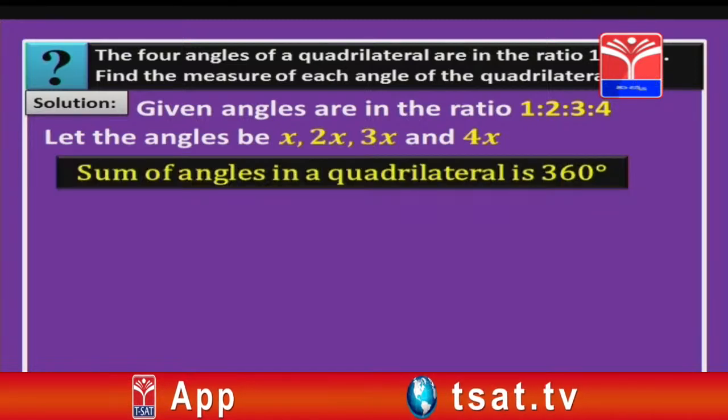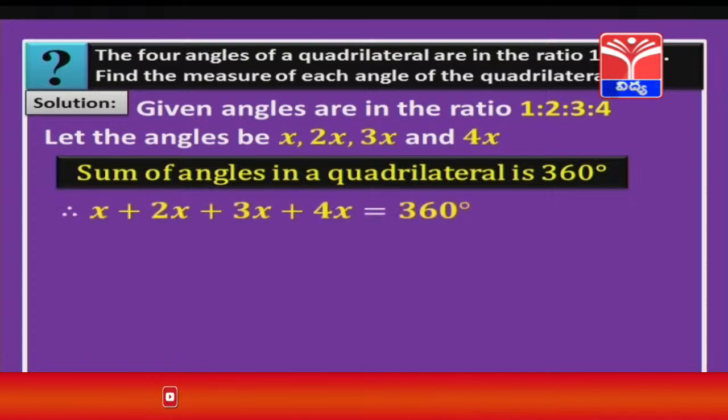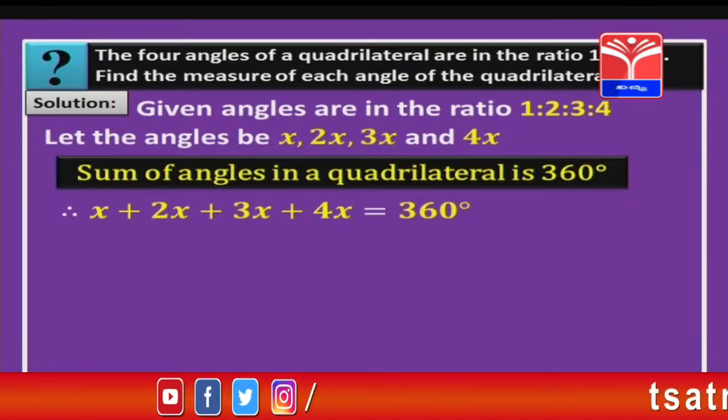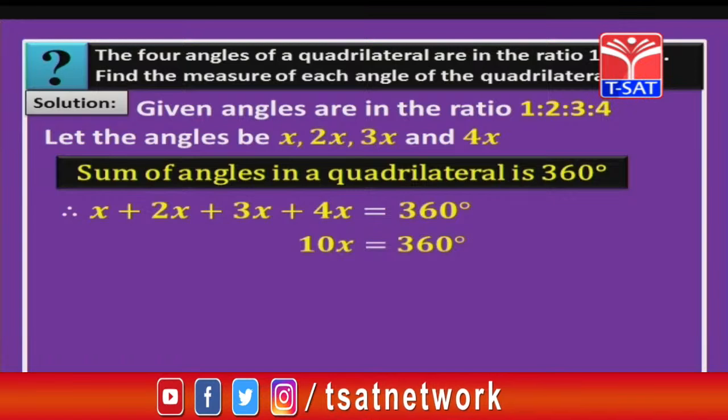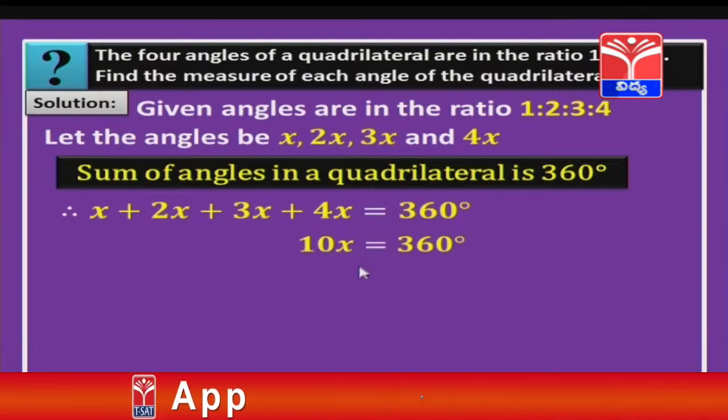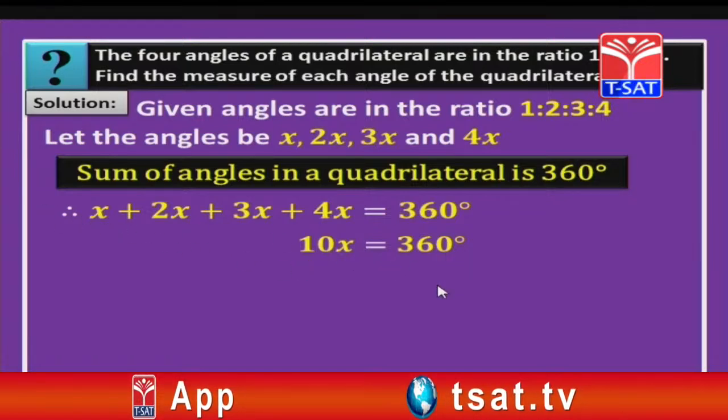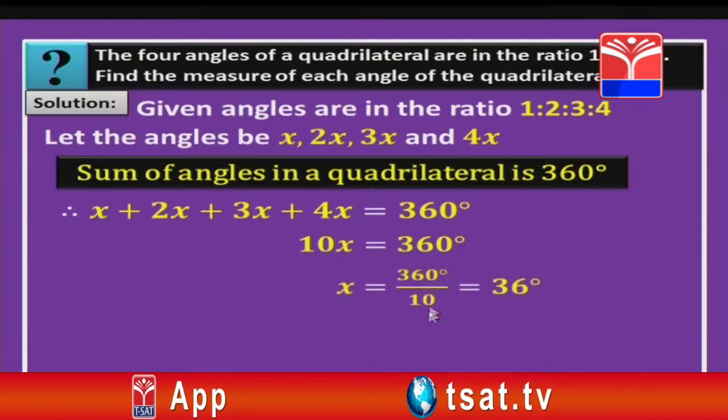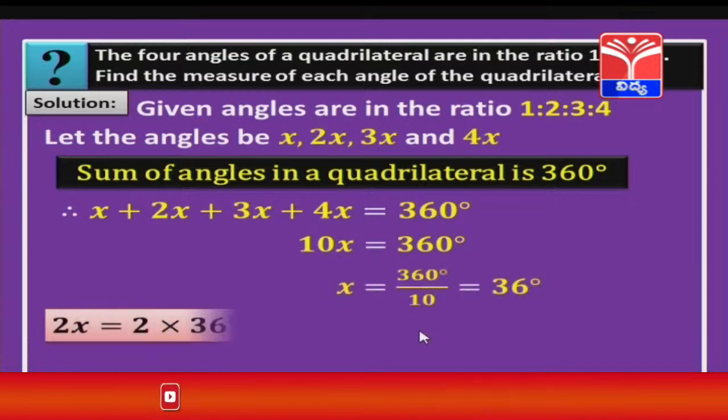Sum of angles in a quadrilateral is 360 degrees, that is angle sum property, right children. That means, on adding all these, that is x plus 2x plus 3x plus 4x, we should get 360 degrees. So, on adding all these, what do we get children? Yes, we get 10x. So, adding all these things, 10x is equal to 360. So, what is the value of x? Right, 360 by 10, we get 36.